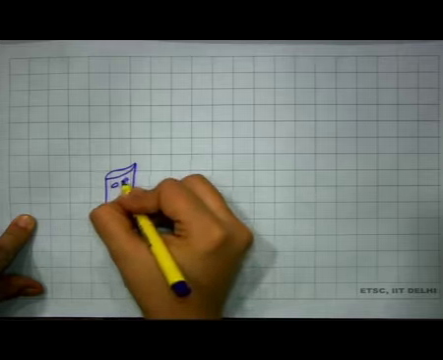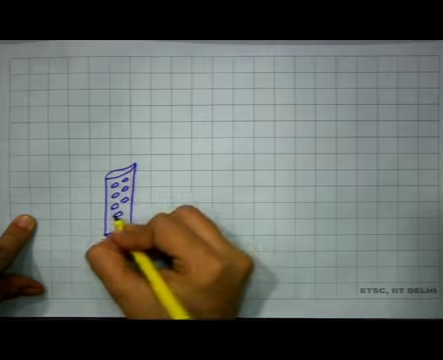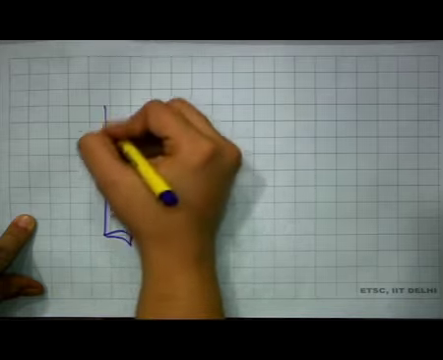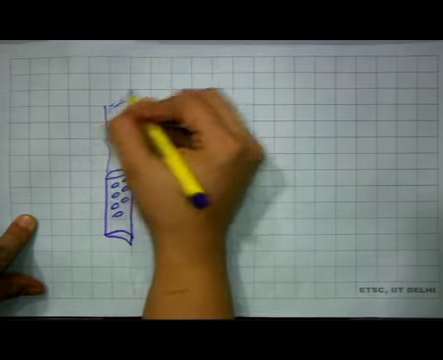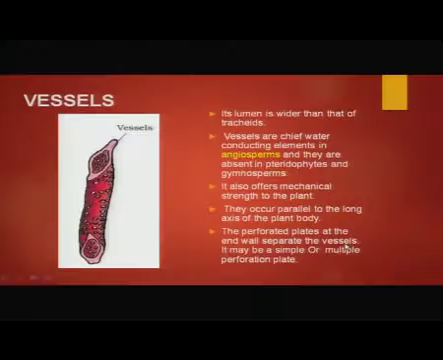You can say that we draw a vessel like this. Suppose this is a vessel. Vessels are arranged end to end, one above the other, making long parallel tubes inside the plant body. The perforated plates at the end wall separate the vessels, and these perforated plates may be simple or multiple with many pores. This is the perforation plate.